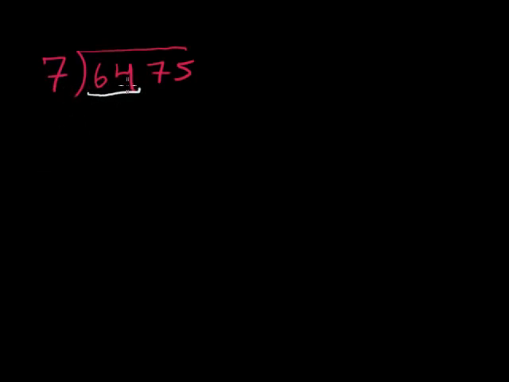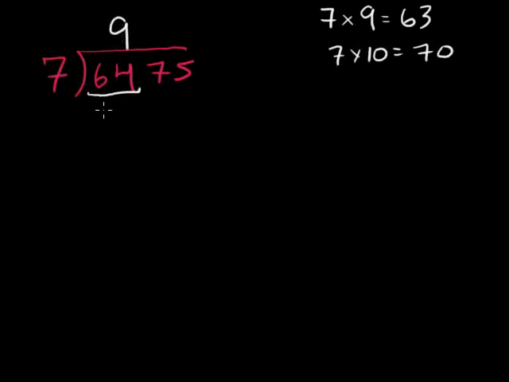7 goes into 64 how many times? Let's see. 7 times 7 is, well, that's way too small. Let me think about it a little bit. Well, 7 times 9 is 63. That's pretty close. And then 7 times 10 is going to be too big. 7 times 10 is 70. So that's too big. So 7 goes into 64 9 times. 9 times 7 is 63. 64 minus 63, to get our remainder at this stage, is 1.